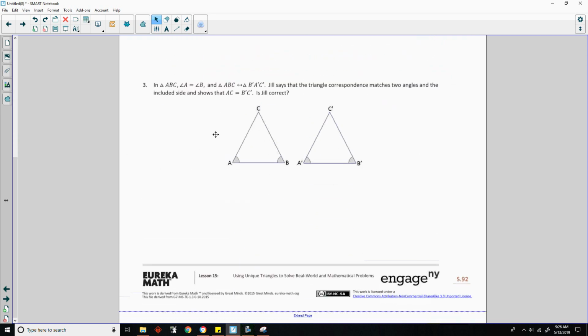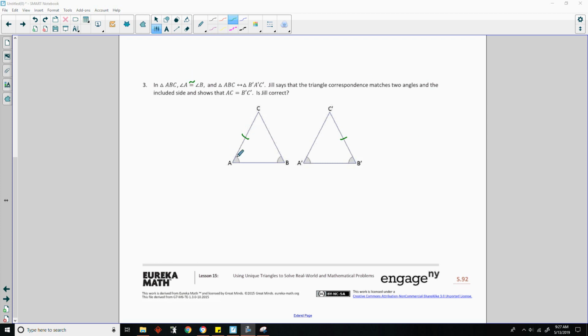All right, number 3. In triangle ABC, angle A is congruent to angle B, and it's marked. And triangle ABC has a correspondence to triangle B'A'C'. Jill says that the triangle correspondence matches two angles and the included side and shows that AC equals B'C'. So she is saying this is equal to this. Is she correct?